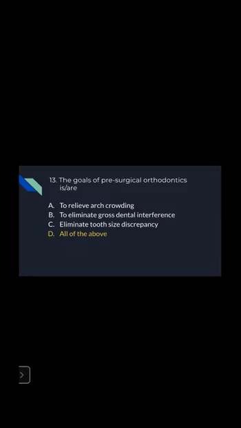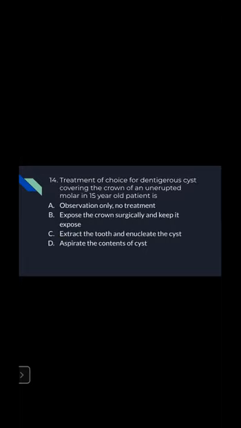Question 14. Treatment of choice for dentigerous cyst in the crown of an unerupted molar in a 15-year-old patient is A. Observation only, no treatment. B. Expose the crown surgically and keep it exposed. C. Extract the tooth and enucleate the cyst. D. Aspirate the content of the cyst. And answer is B. Expose the crown surgically and keep it exposed. This will allow the tooth to erupt in the oral cavity into its functional position.